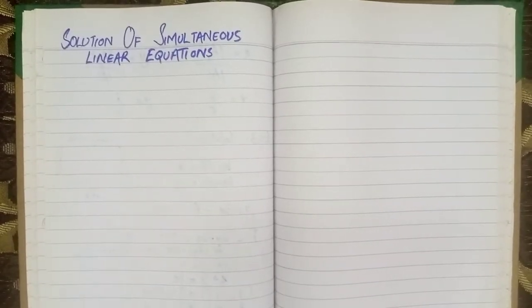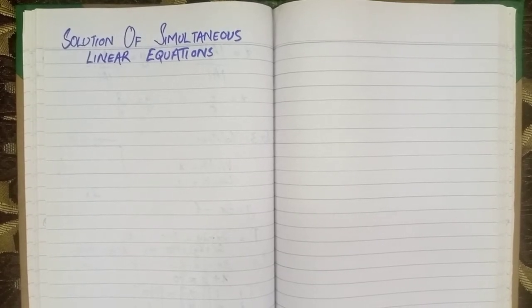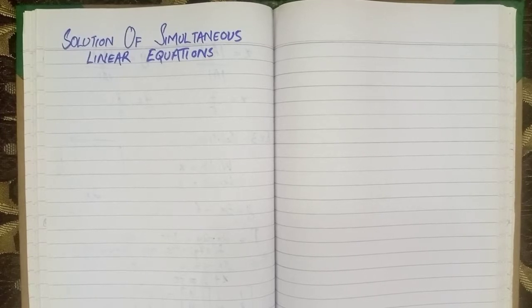Assalamu alaikum class 9. In today's lecture we are going to discuss two methods, the matrix inversion method and the most important method of the matrices, Cramer's rule. So let's start. Solution of simultaneous linear equations.